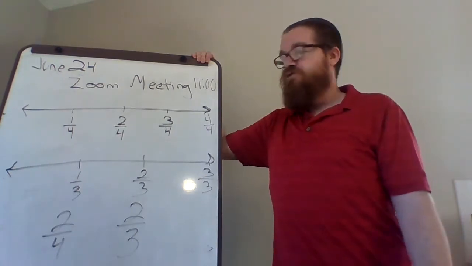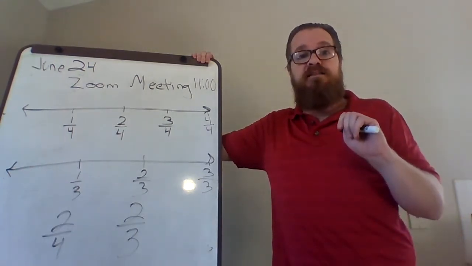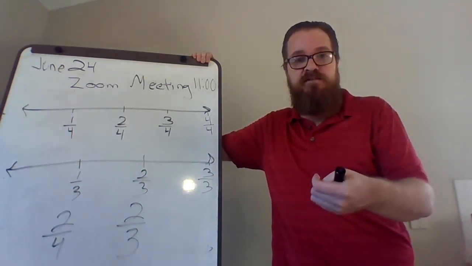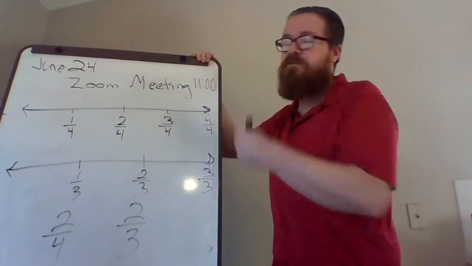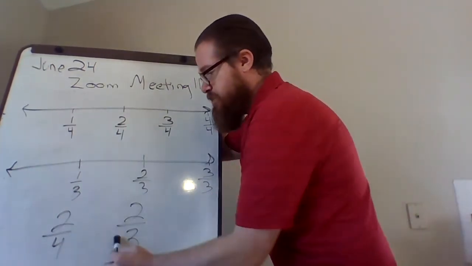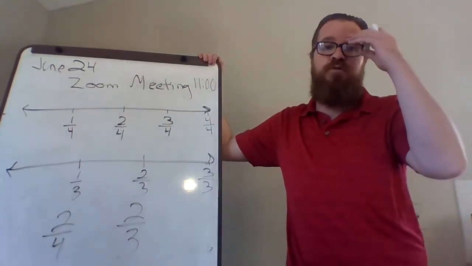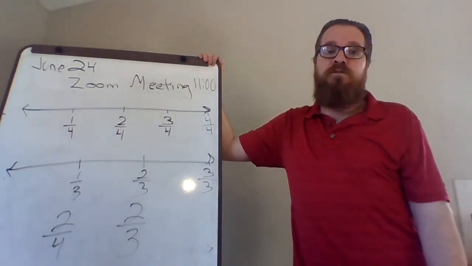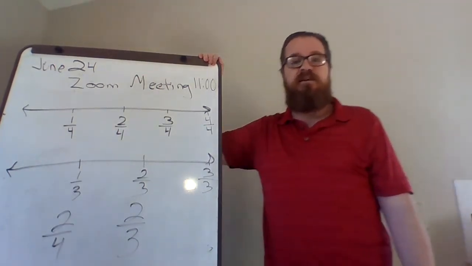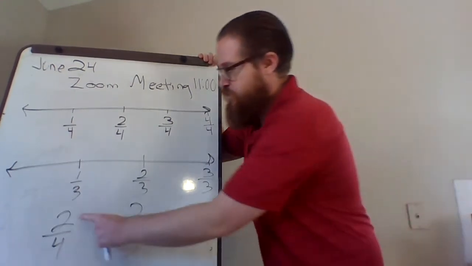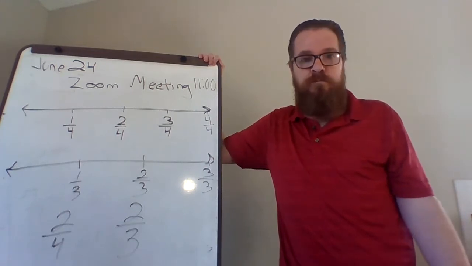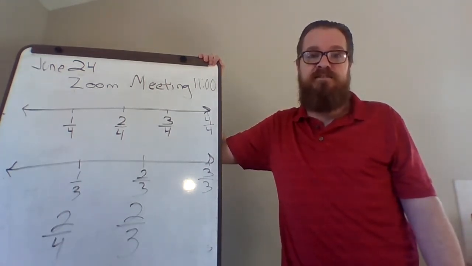What I want to look at today is comparing some fractions, and I want to use a number line to do that. Let's imagine that I'm trying to compare these two fractions down here, 2/4 and 2/3. What I want you to notice is that both of the fractions have the same numerator. In 2/4 and 2/3, the numerator of both numbers is 2. It's the denominator that's different.